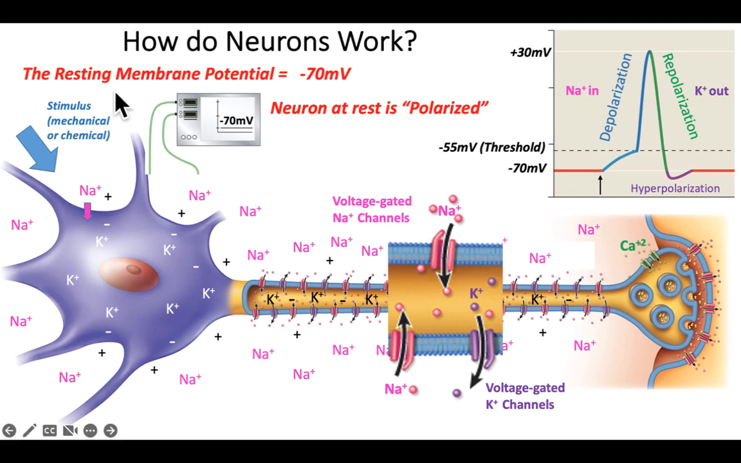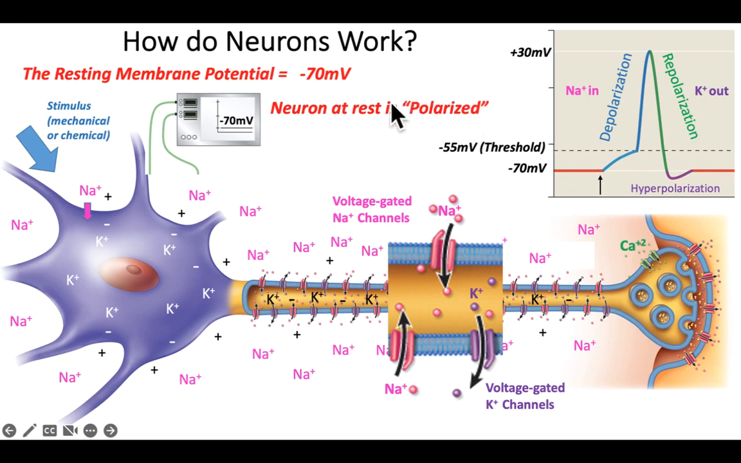Now, we can actually measure this electrical difference. There are little electrodes that you can stick in there and it'll measure this voltage. When neurons are at rest, they have a certain voltage, and that's called the resting membrane potential. Typically neurons are at rest when their resting membrane potential is about negative 70 millivolts. Now, we have another name for this. We often refer to this cell as being polarized.